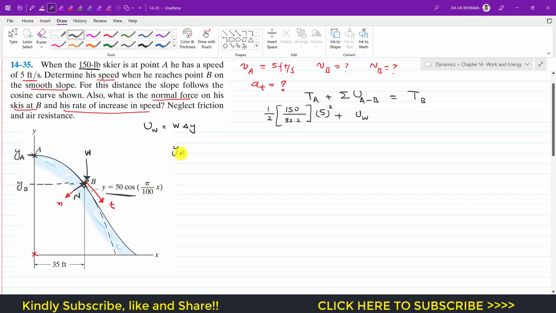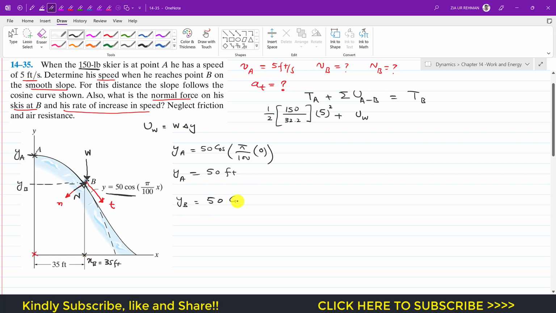So YA will be equal to 50 cos of pi divided by 100 into 0. Cos of 0 is 1, so this gives us 50 feet. So the y coordinate of the skier at point A is 50 feet. Then to find YB, we need to put x equals 35 feet, since here xB is 35 feet. So we need to put x equals 35 feet in this equation. This will give us the y coordinate of the skier when it is at a distance of 35 feet from the origin in the horizontal direction.